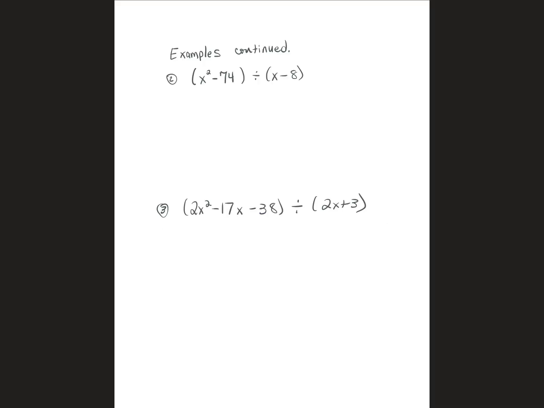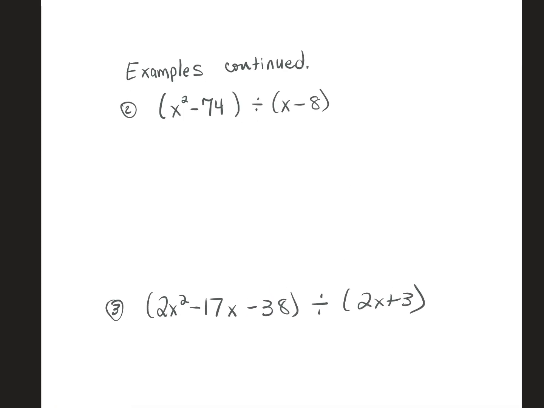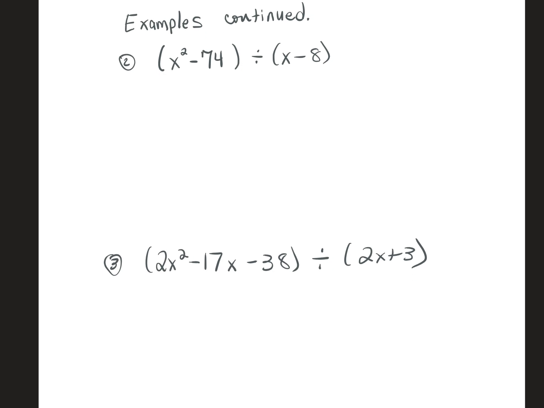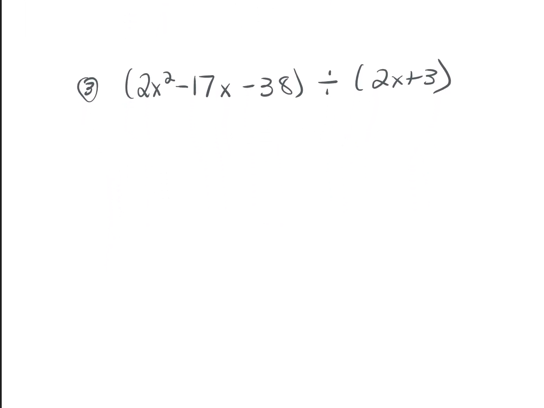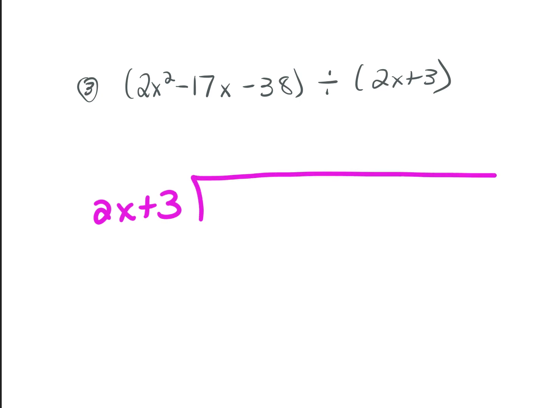All right, let's start. I got 2 more to do here. Let's do number 3 first. 2 is a little harder. Let's do number 3 first. What's going on the inside? What's going on the outside? Perfect. 2x plus 3 is on the outside. Stay nice and organized. And then what goes on the inside? 2x squared minus 17x minus 38.